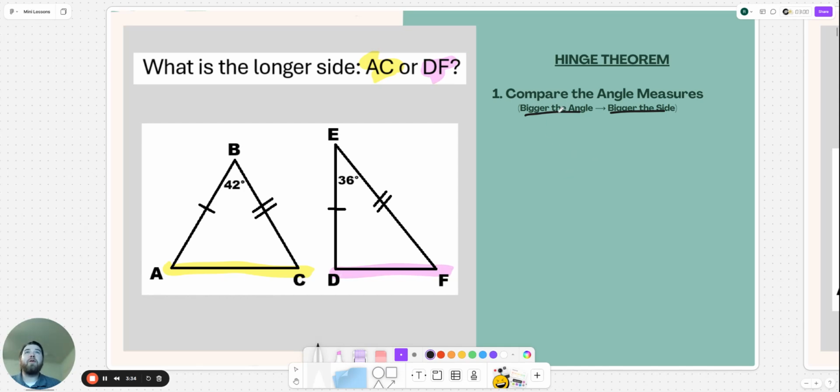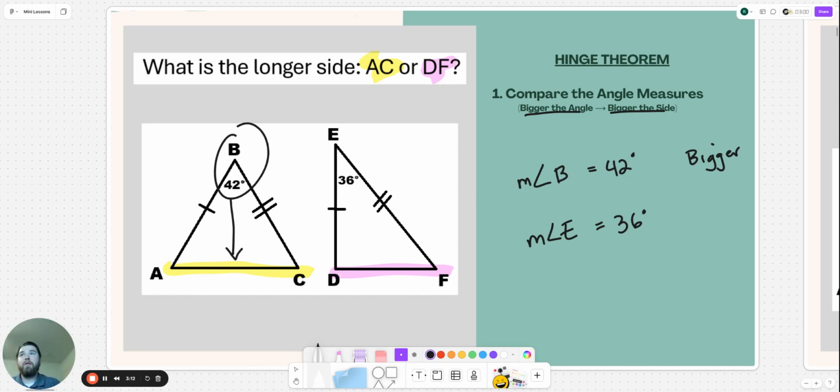Now, we just have to compare the angle measures. The measure of angle B is 42 degrees, and then the measure of angle E is 36 degrees. So this one here is bigger, which means that the side that's opposite of this is going to be the bigger side. So angle B right here is going to have the bigger side. So I would say that AC is going to be bigger. That's the one that would be the longer side. That's all that the Hinge Theorem is.